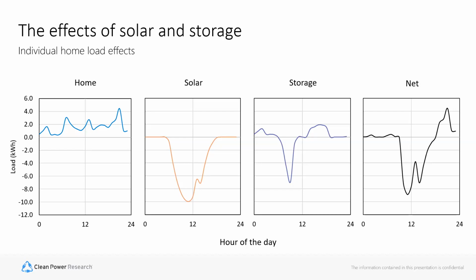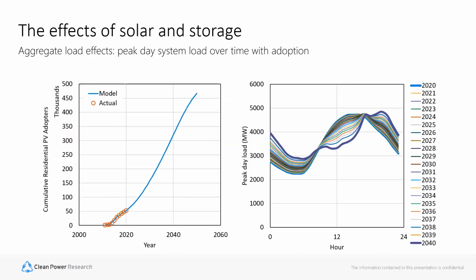If this is just a one-off customer in a sea of customers, it doesn't really matter that much. But once there are tens of thousands, hundreds of thousands of customers affecting their load in this way, obviously that's something we need to worry about. So this is just a summary of where we're going with this today. On the left, I've got an adoption model.